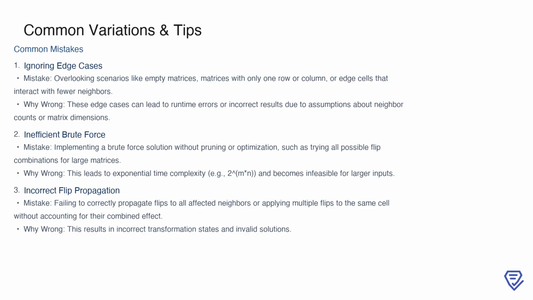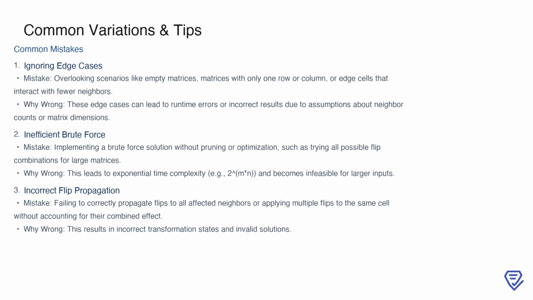Let's start by discussing some common mistakes that can trip you up when solving this problem. One frequent issue is ignoring edge cases. For instance, scenarios like empty matrices, matrices with only one row or column, or cells at the edges that interact with fewer neighbors are often overlooked. These situations might seem rare, but they can cause runtime errors or incorrect results if your code assumes a uniform neighbor count or matrix dimensions.